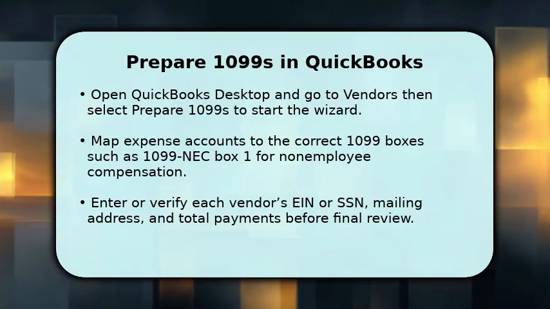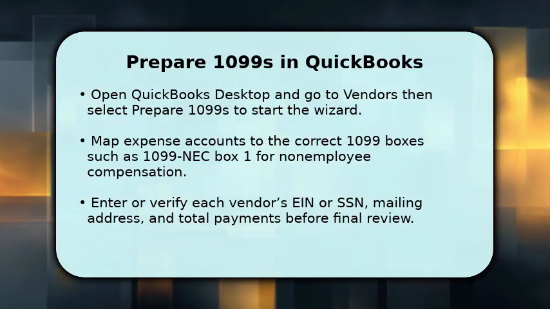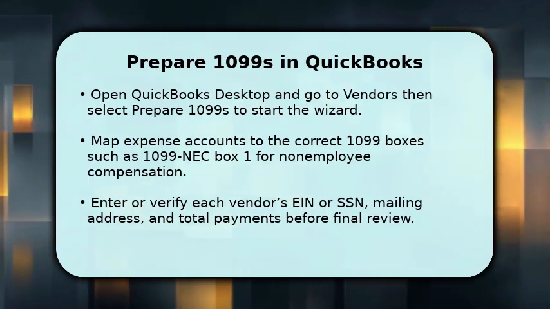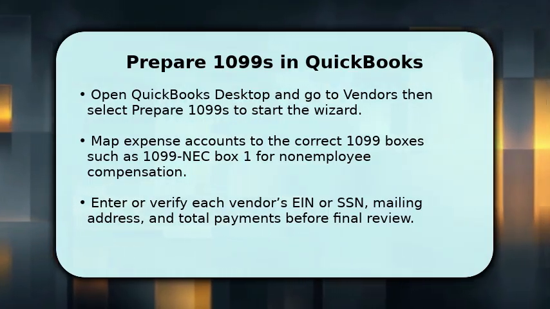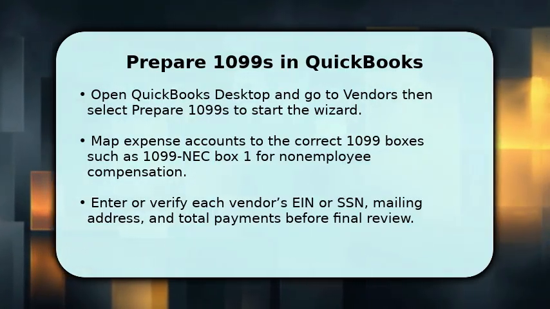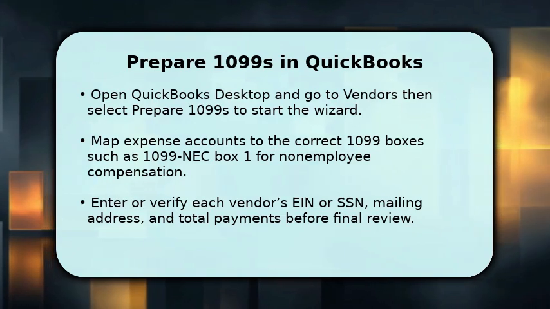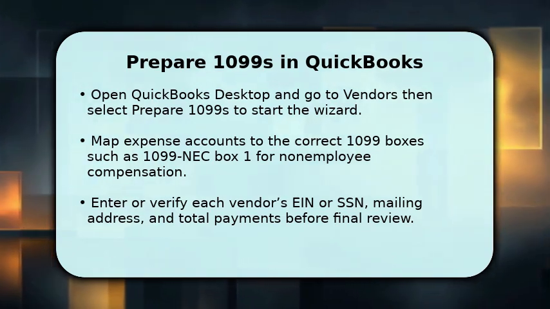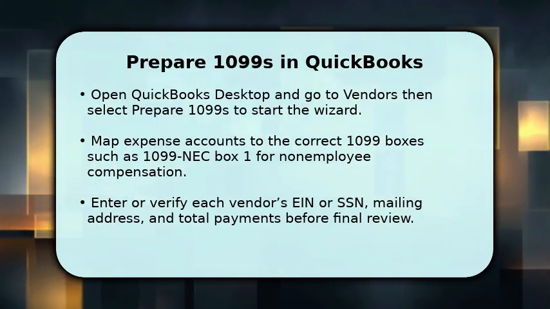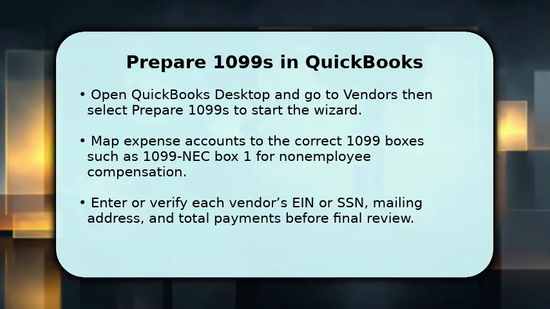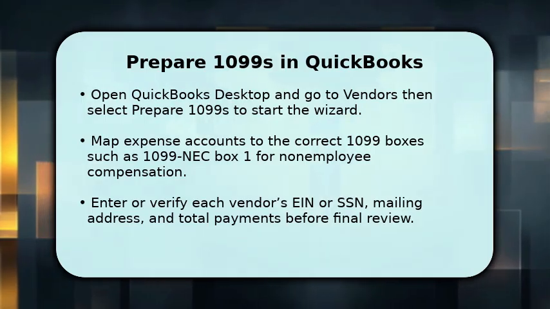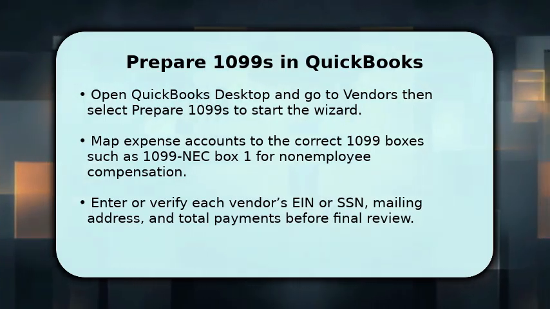Open QuickBooks Desktop and go to Vendors, then select Prepare 1099 to start the built-in wizard that walks you step by step. Choose the correct year, review vendor information, and map expense accounts to the correct 1099 boxes, such as 1099 NEC Box 1 for non-employee compensation. For each payee, enter or verify the EIN or SSN, mailing address, and total payments. QuickBooks will calculate totals from recorded transactions. Complete the review screen carefully, correct any mapping errors, and save the 1099 forms.